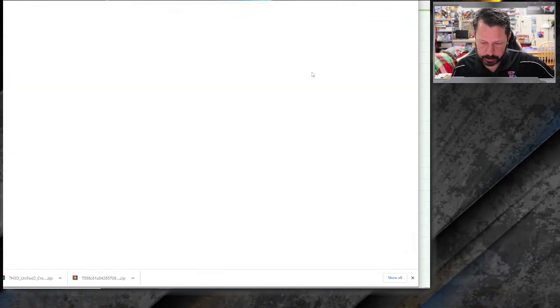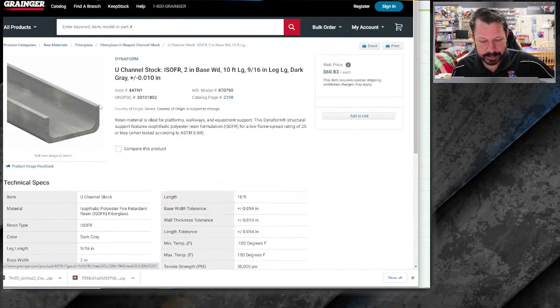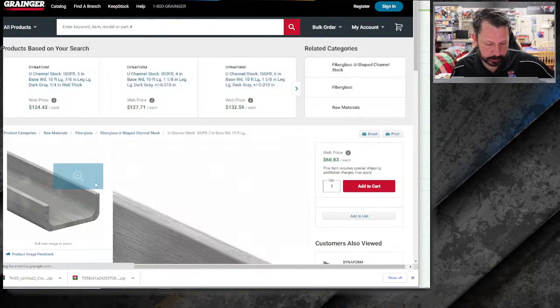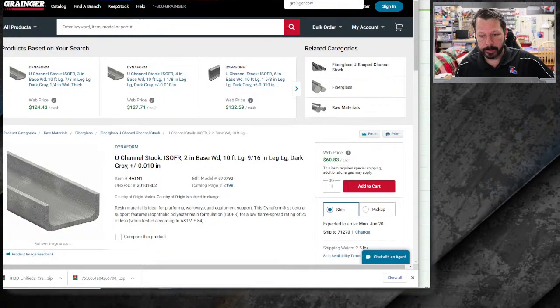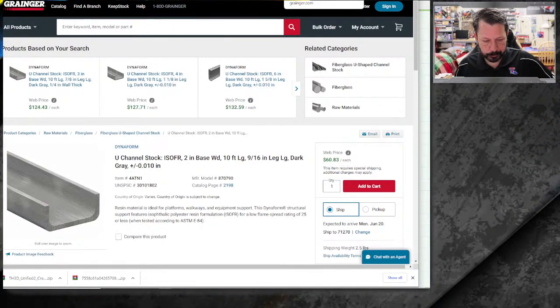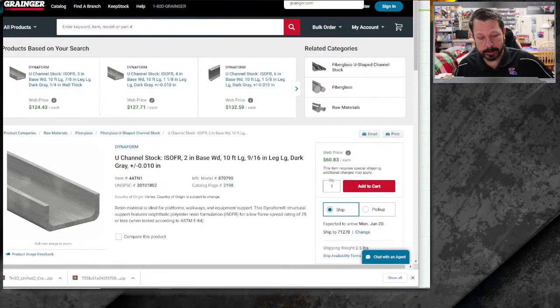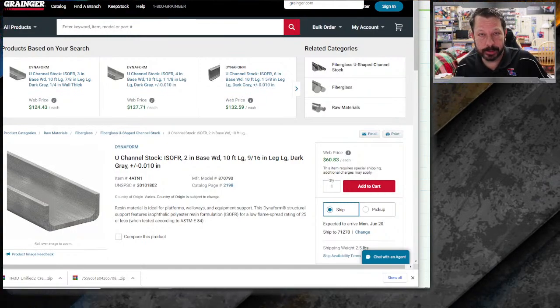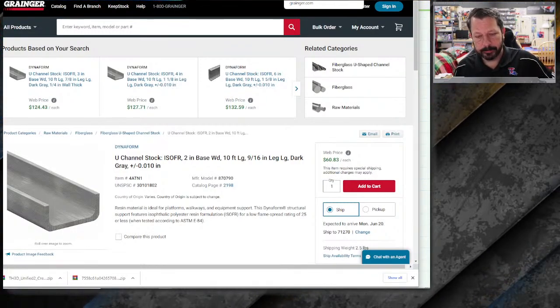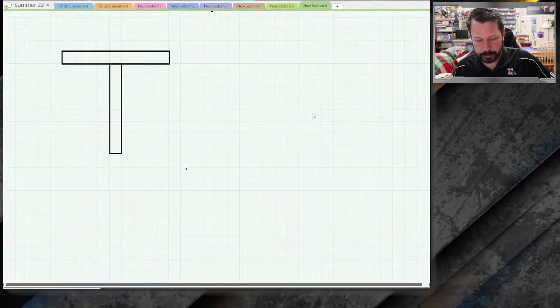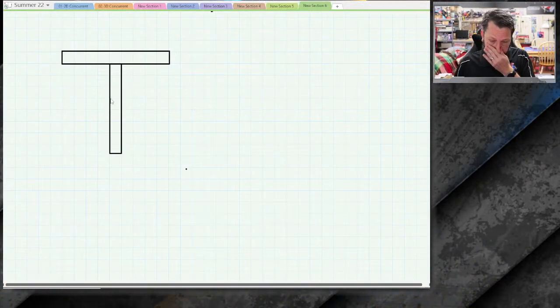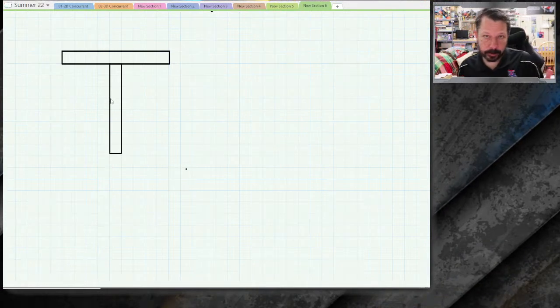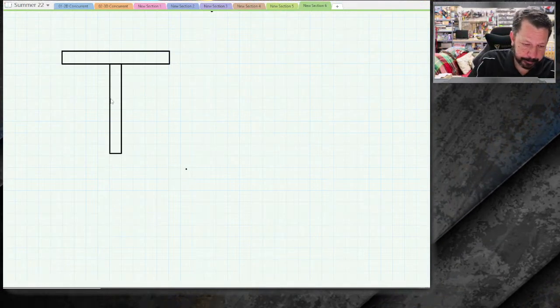Here, there's a channel, so it looks like the letter C, kind of laying on its back right there in that picture. So there's a lot of these beams. We'll get more into the beams and beam designations later on when we deal more directly with beams. For now, we just want to take some kind of shape, in this case a T, and figure out where the centroid is. So this is more like the cookbook approach to doing it.